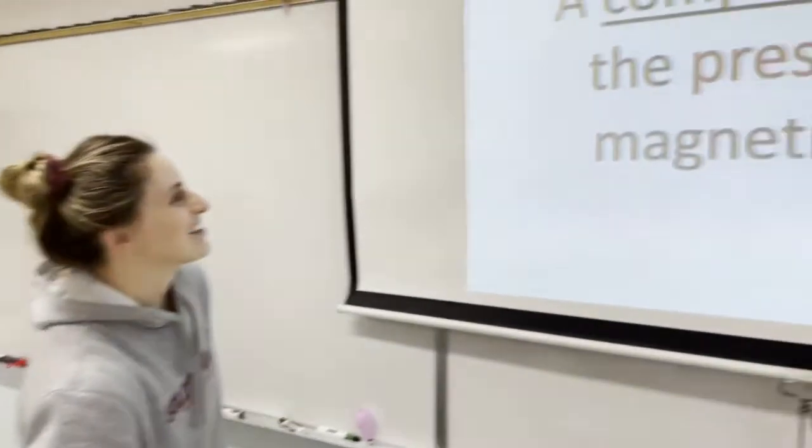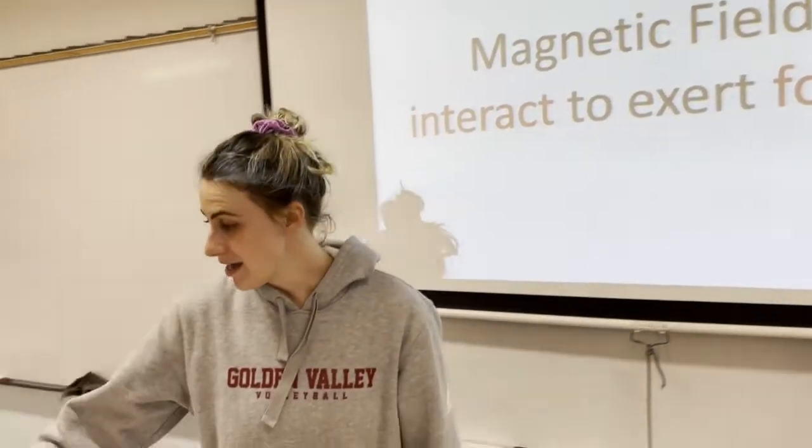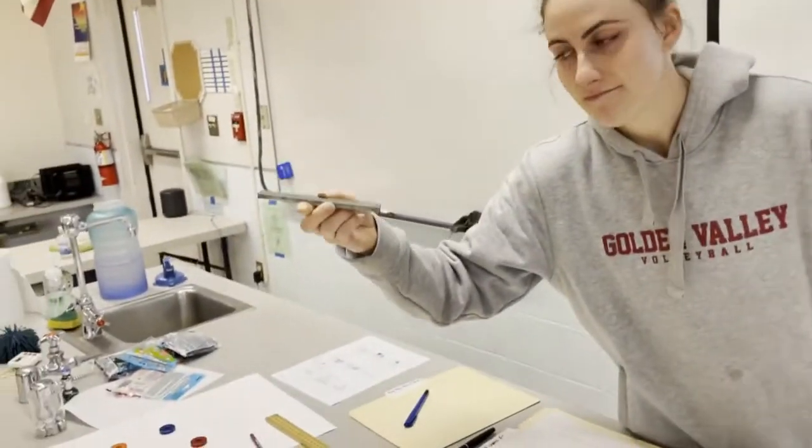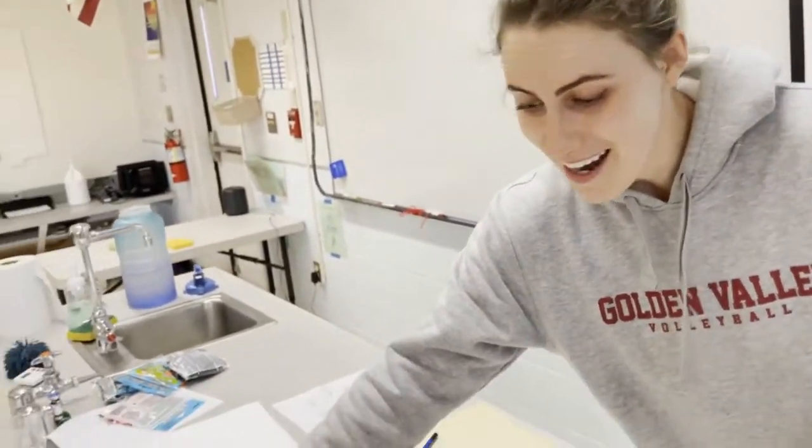So a compass detects the presence of a magnetic field. Why is this making it move? Because there's a magnetic field around it. We can't see it, smell it, hear it, taste it, or anything like that. But it's there.